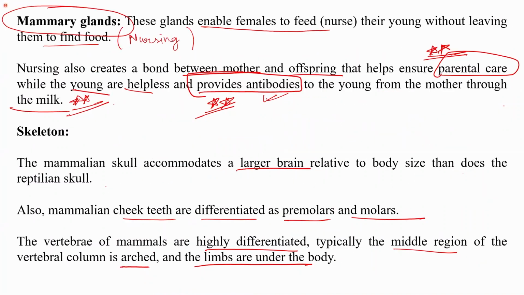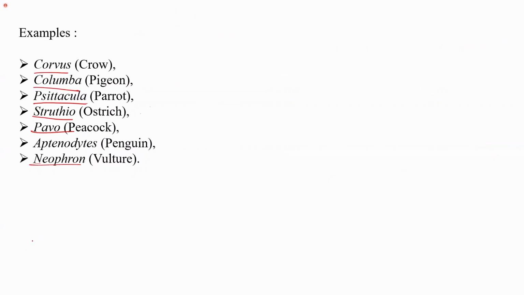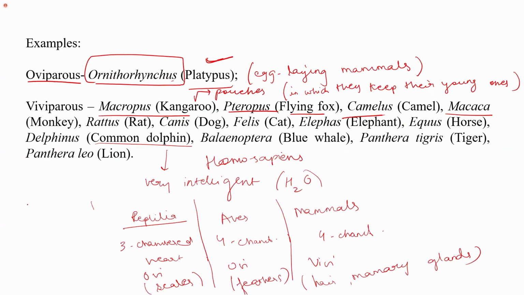And there was one more class, Amphibia. We learned about Amphibia. So these three are terrestrial: Reptilia, Aves, and Mammals. All three are terrestrial, that is, they are land animals. Amphibians can live on land as well as in water.